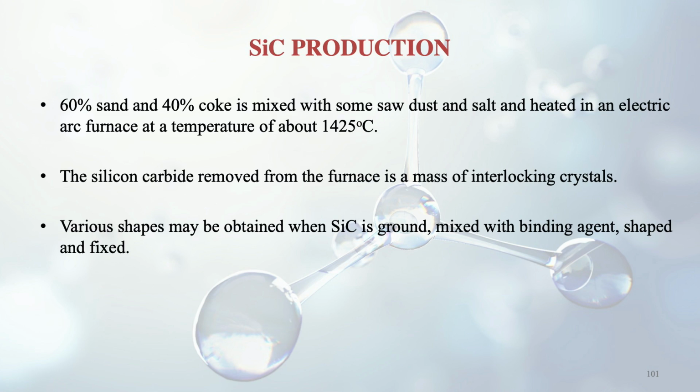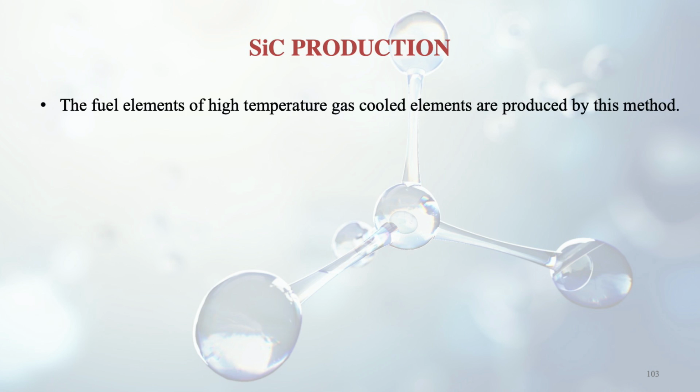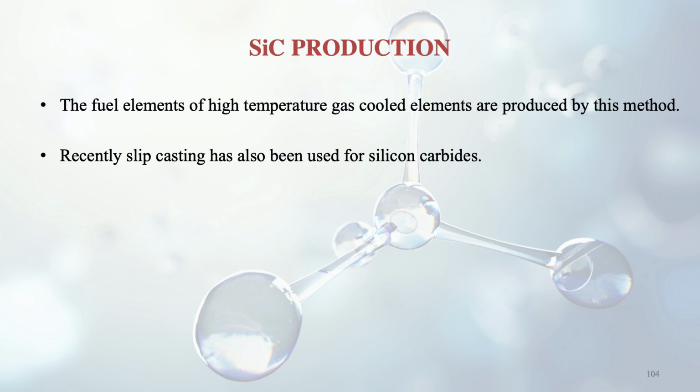Various shapes of this SiC can be obtained by grinding and by mixing them with a certain binding agent, and this binding agent will help them to coalesce together, and further they can be shaped and fixed. And one more production of SiC is thin wall components or coating type of SiC. How are they produced? This is done by decomposition of a gas mixture containing both silicon and carbon on a heated substrate. Fuel elements of high temperature gas cooled reactors are produced by this method. Also recently it has been seen that slip casting is also being used for preparation of silicon carbides.